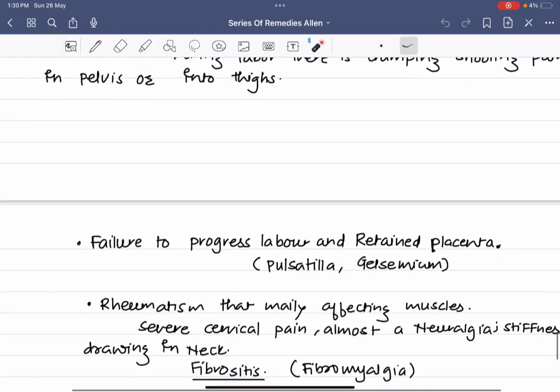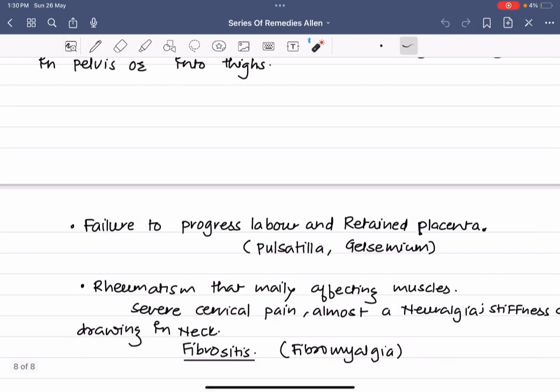Now there is one another important symptom: failure to progress in labor, and a retained placenta. Failure to progress in labor means even after the starting of labor pain, there is no further improvement of labor. There is an absence of contraction of muscles. There is a closed os. In such cases, we can think about this remedy. And the second is a retained placenta. In cases of retained placenta, we can also use this remedy.